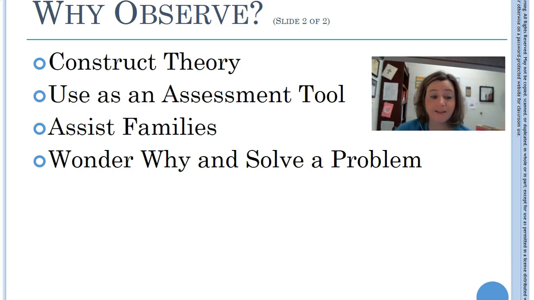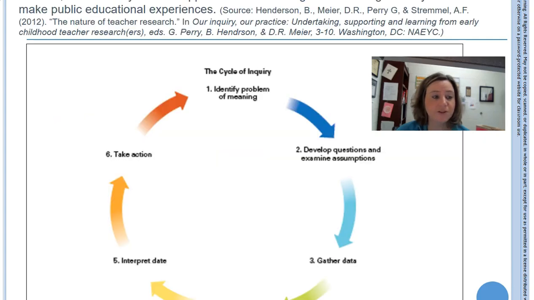And then again, going back to that scientist, we wonder why something is happening and try to solve a problem. It's not always a behavior problem. It could be, why is my lesson not working the way that I thought that it was? And so learning how to use our observations to solve that problem is going to be a great way to use these observations.